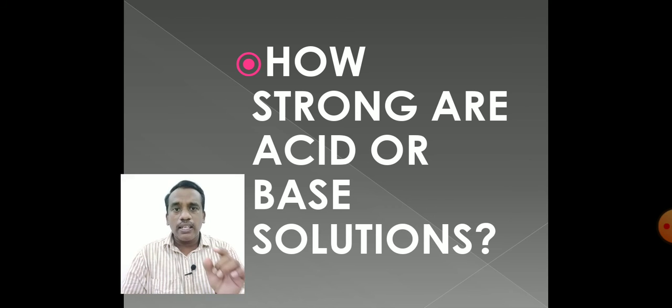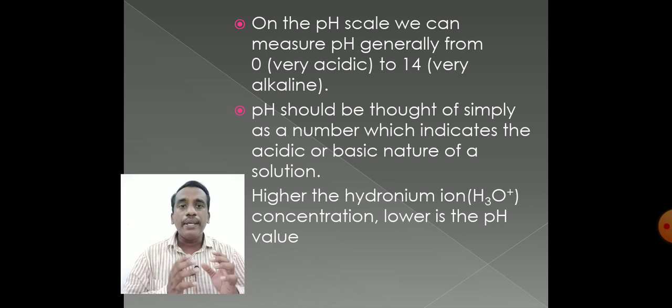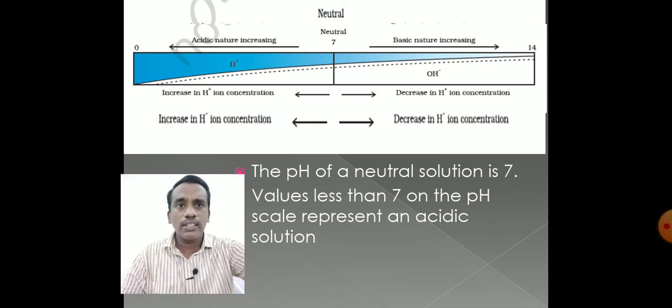The strength to give the H plus ion is called the pH. What is it called? The pH. It's called the potence of the hydrogen ion. Yes, we got the first slide on this one.